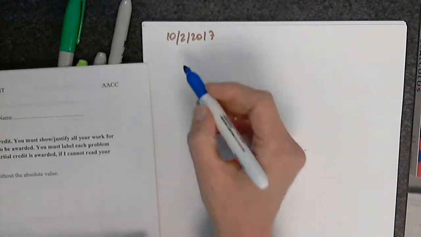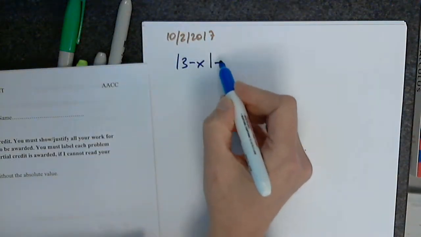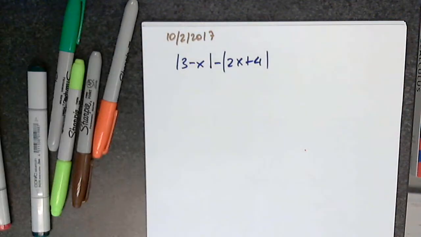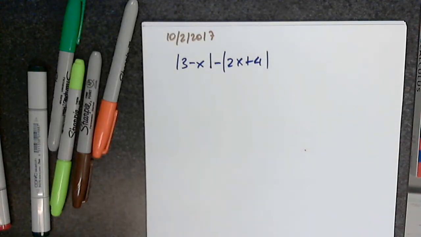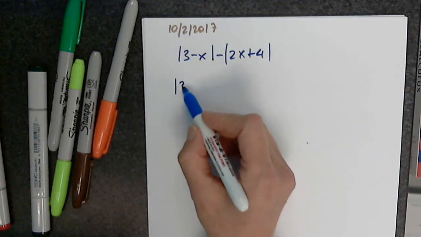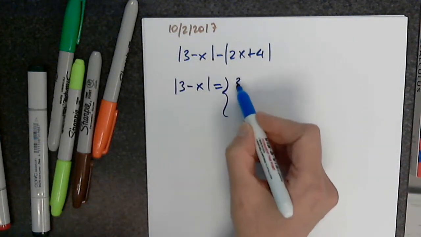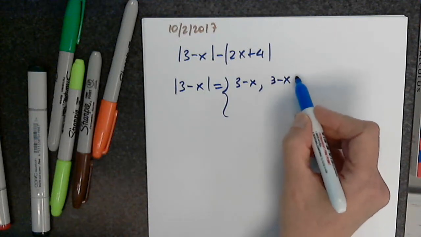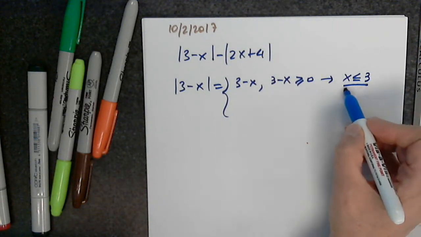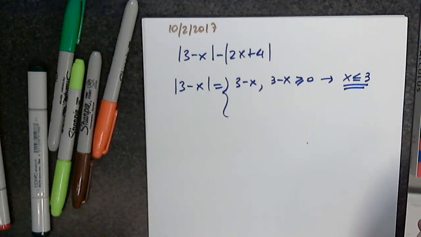Okay. So I have the absolute value of 3 minus x minus the absolute value of 2x plus 4. How do I start? What is the first step? 3 minus x if x is greater than or equal to 0, which translates into x less than or equal to 3. We know that. Do I have to show anything here? No. Okay. What about the other option?